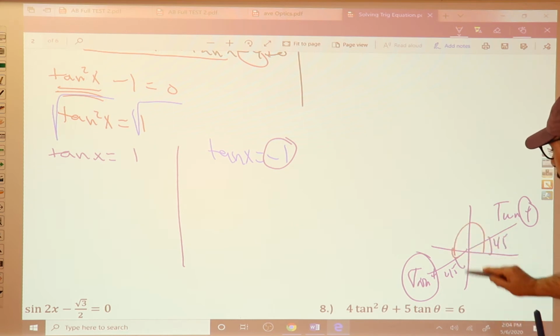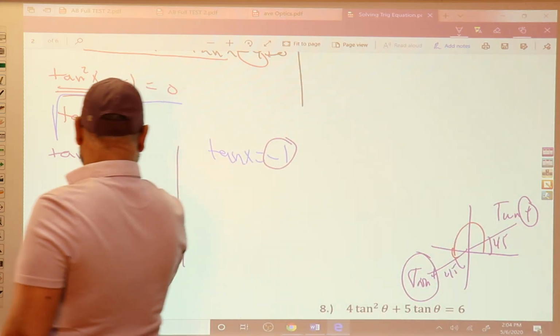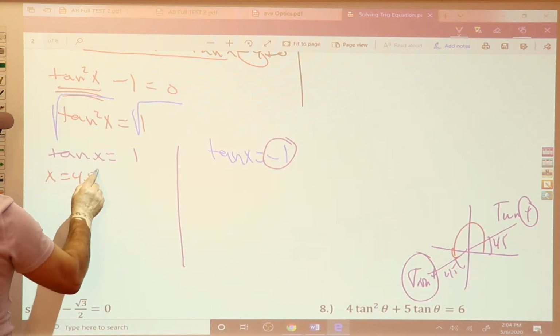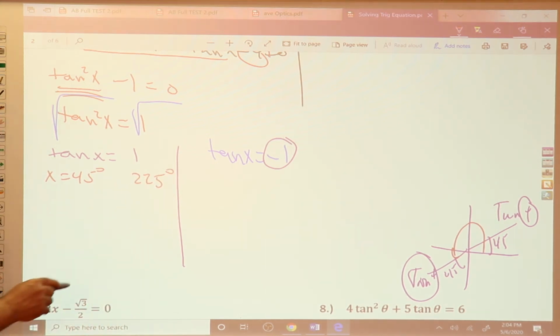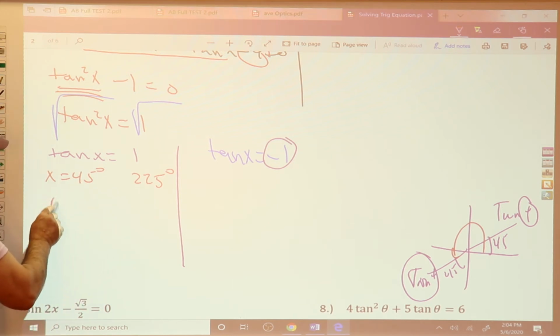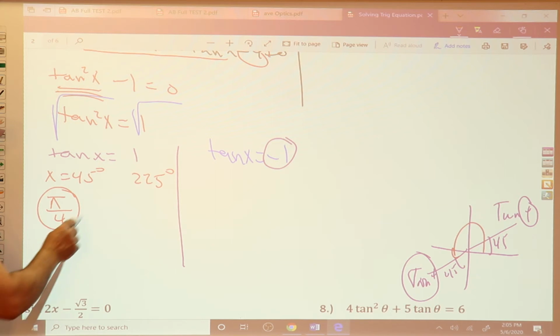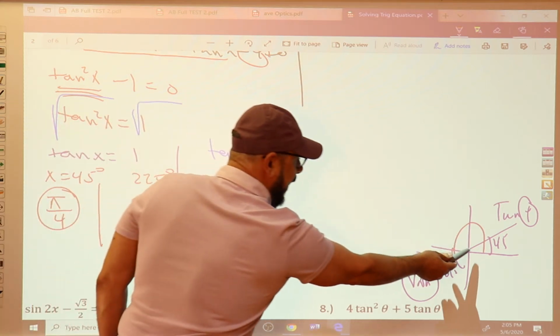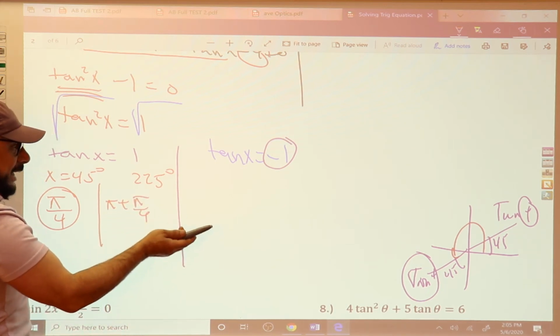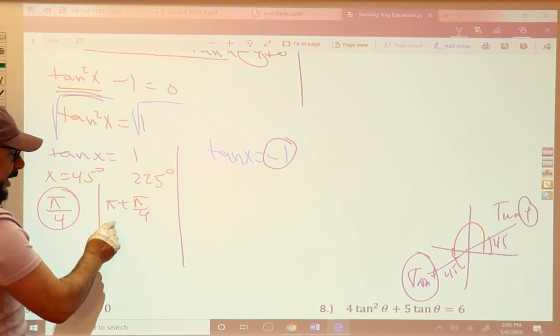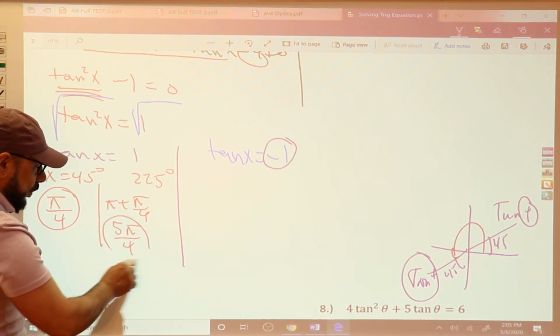From here to here. We have 180 plus 45, 225. Then x equals 45 degrees and 225 degrees. Two answers, right? Two answers. In radians, pi over 4, 45. Please remember, this one comes from 180, which is pi, plus pi over 4. 180 is pi plus pi over 4, 5 pi over 4. We're done with this part.